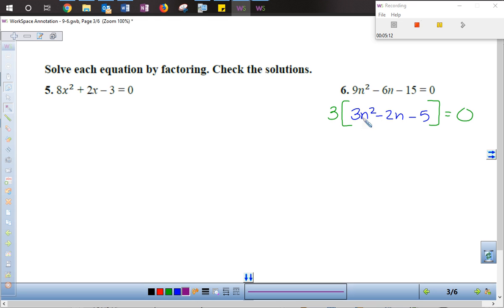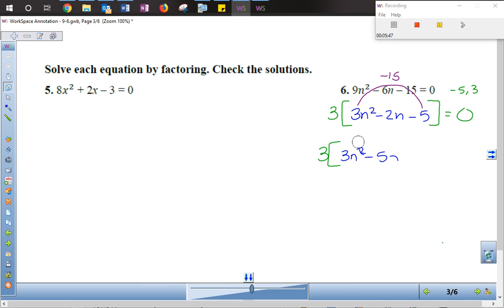Now inside of my brackets here, I have 3 terms with an a value of 3, so I can multiply 3 times negative 5 to get negative 15. And I can rewrite that expression with 2 factors that multiply together to be negative 15 and add together to be negative 2. Now, the 2 numbers that multiply to be negative 15 and add together to be negative 2 are negative 5 and positive 3. So I can bring down my 3, and I'm going to say 3n squared minus 5n. Goodness, my pen's not working. Let me try this again.